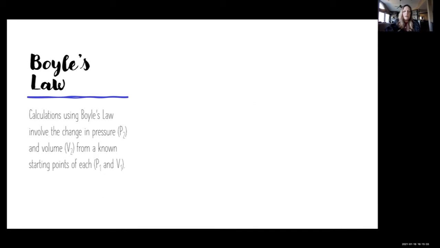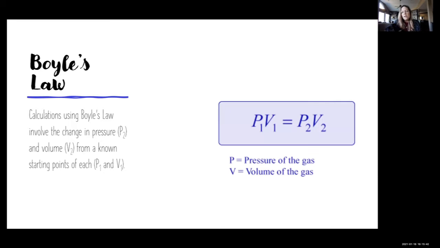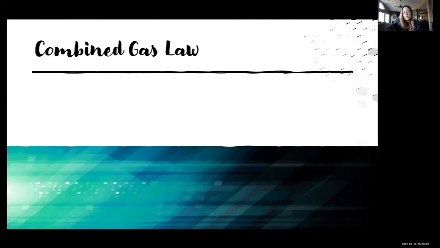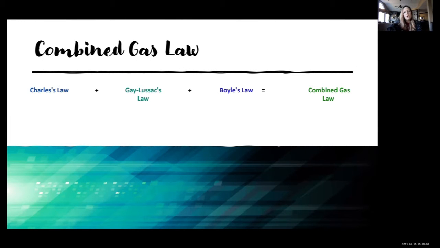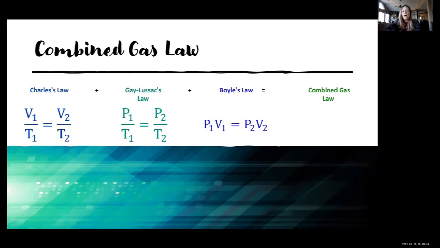Calculations using Boyle's law involve a change in pressure and volume from known starting points. So in this case, what we have here is P1 and V1 multiplied together equals P2 V2. If you remember, the others were fractions, so we were dealing with division. In this case, it's multiplication. And this has to do with the fact that they are inversely proportional. So then we have this combined gas law. If you take Charles's law, Gay-Lussac's law, and Boyle's law and put them together, you end up with what we call the combined gas law.